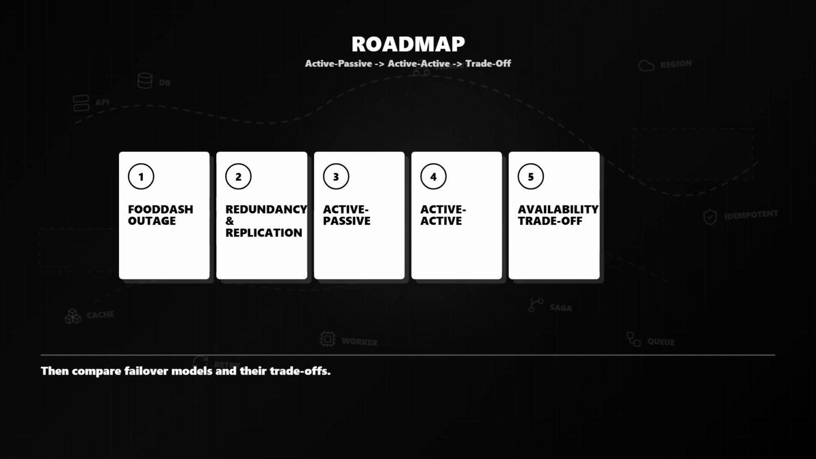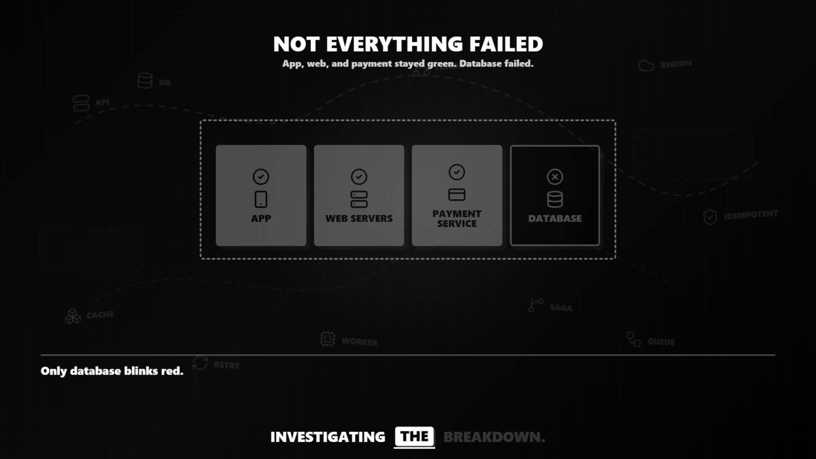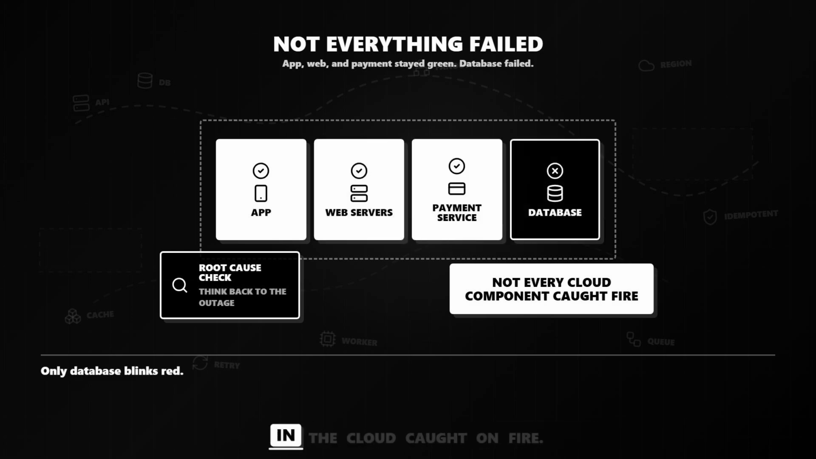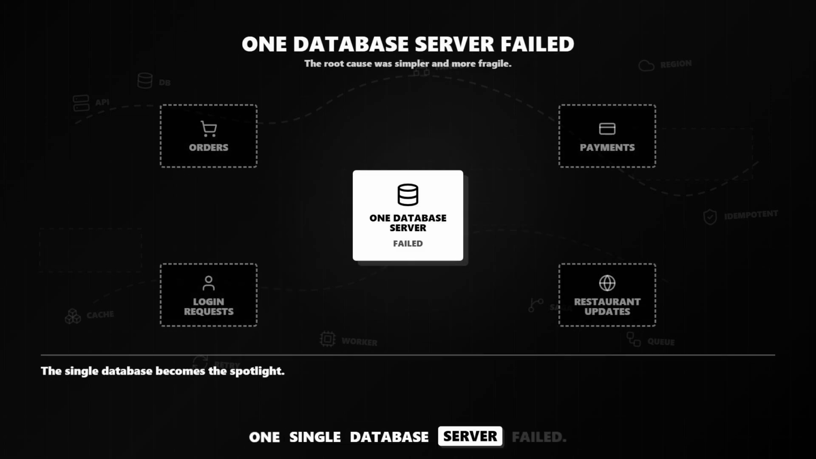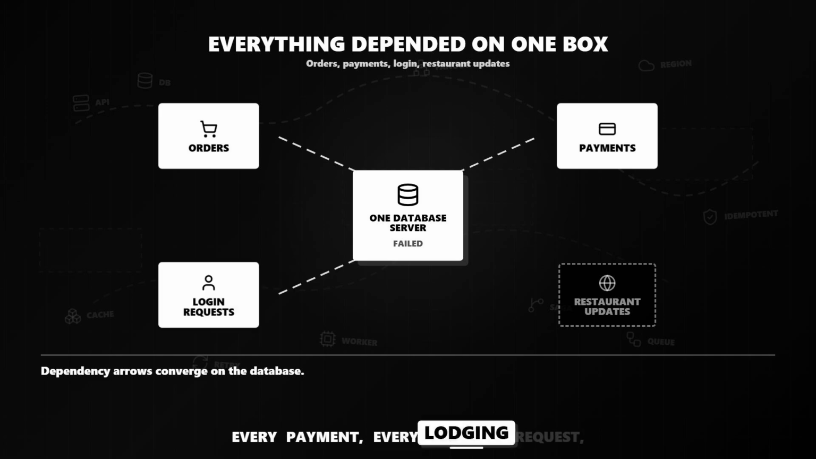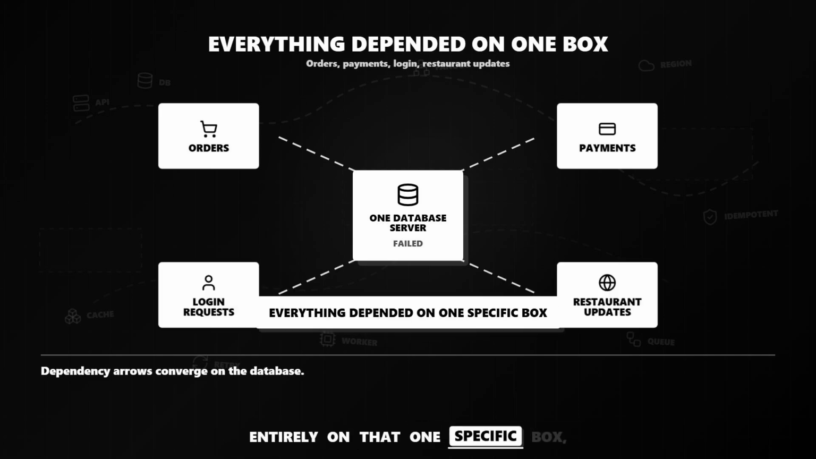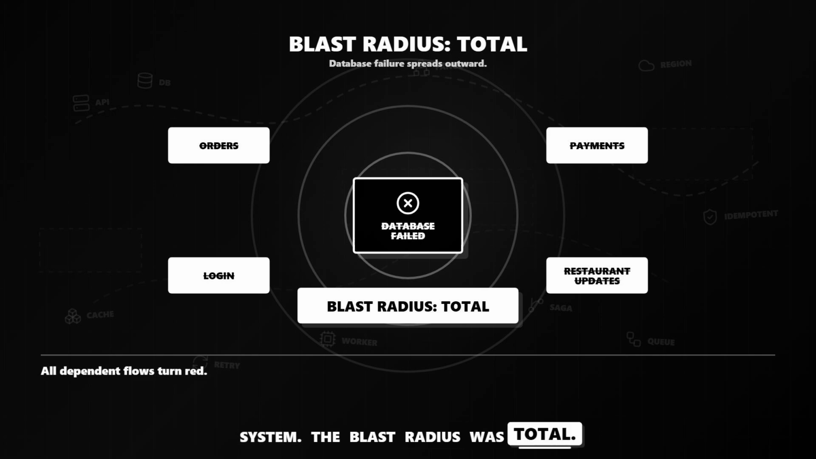Let's dive in. All right, part one, the FoodDash outage, investigating the breakdown. Think back to the root cause of that FoodDash outage. It wasn't that every single component in the cloud caught on fire. Nope, the problem was much simpler and, honestly, much more fragile. One single database server failed. But because literally every order, every payment, every login request, and every restaurant update depended entirely on that one specific box, its failure brought down the whole system. The blast radius was total.